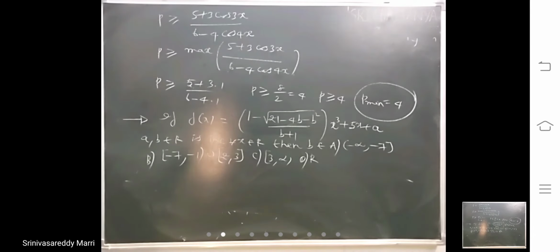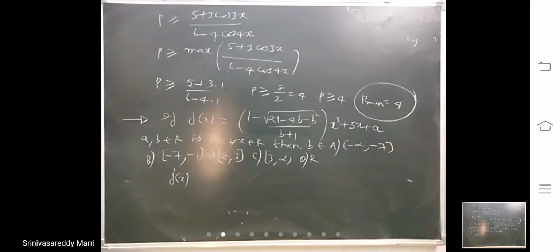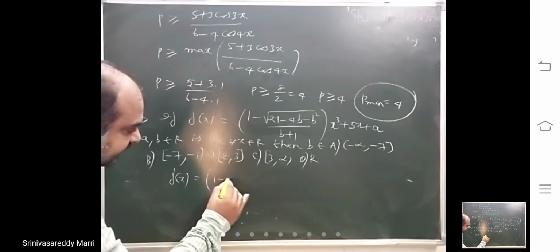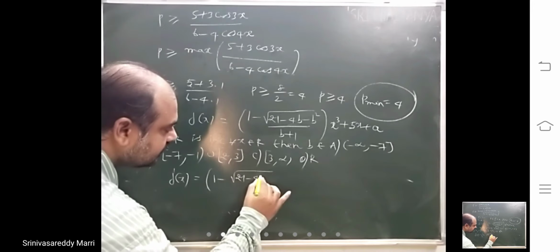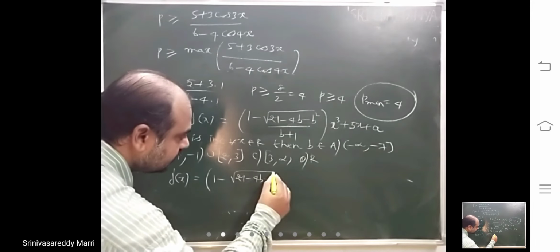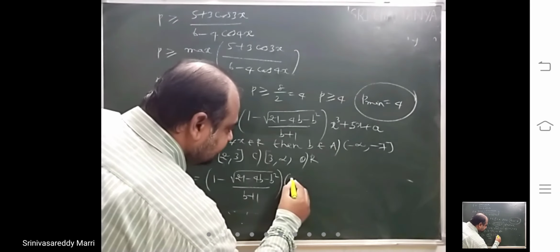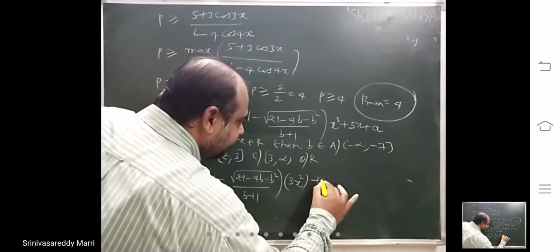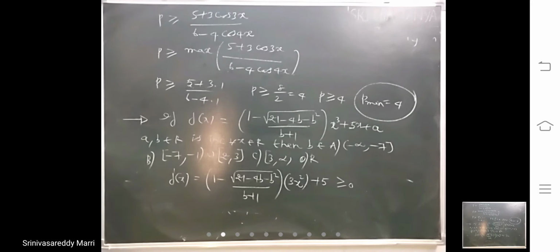So this is given increasing function. Let us find out f dash x. That means this you will get directly constant, that is (1 minus root of (21 minus 4b minus b square)) divided by (b plus 1) into 3x square plus 5. This must be greater than or equal to 0.